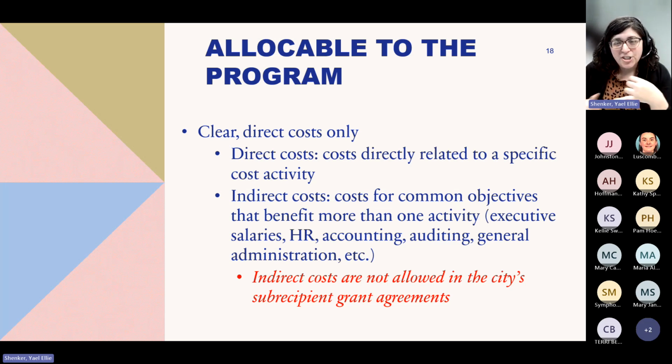Generally, things like HR, accounting, executive level salaries, your office's rents and utilities, most office supplies are going to be indirect costs. And there can be some exceptions. Like if you're a small nonprofit, you might have an executive director that provides actual direct services and is allocating that time on your timesheet.